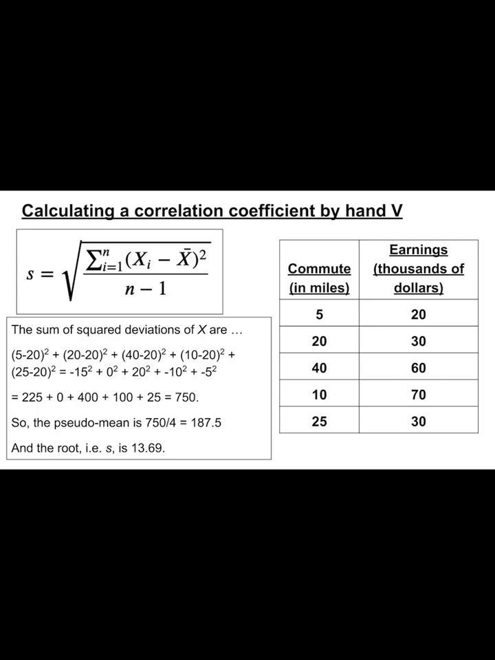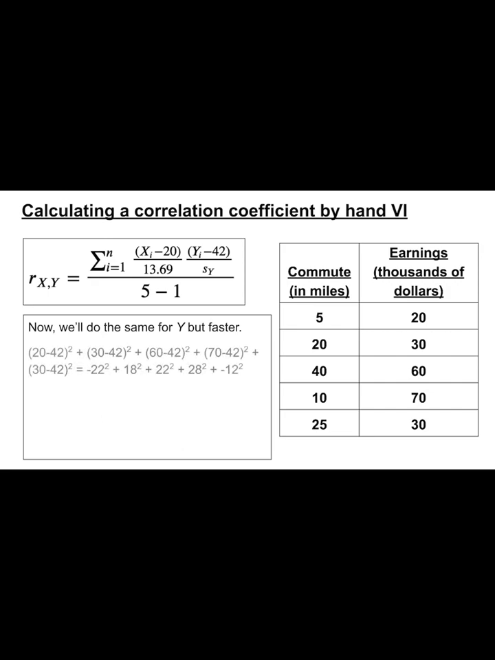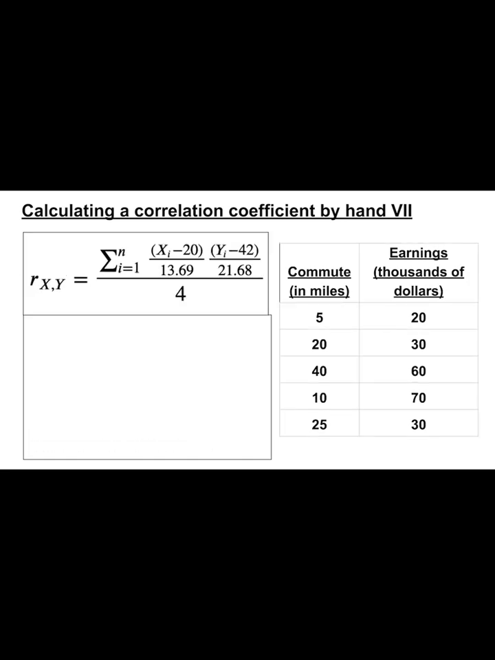And I will let you try to do the same thing on your own for y. Let me show you that a little bit faster, though, so you may want to pause and double check that you can follow. So here, we just go ahead and we take all those deviations, we square them, we add them up. We get for our sum of squares the number 1880. Then the pseudo mean of that is 470. That's the variance. And then the root of that is 21.68 for the standard deviation.